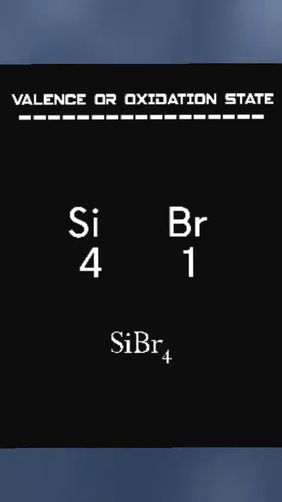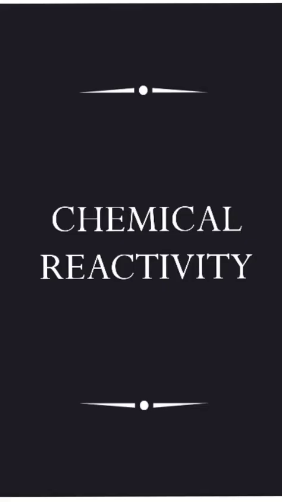If there are two elements, silicon and bromine, and I want to find out the formula of the compound formed as a result of combination of silicon and bromine. Silicon belongs to group 14 having valency 4 and bromine belonging to group 17 having valency 1. Thus the formula of the compound will be SiBr4.